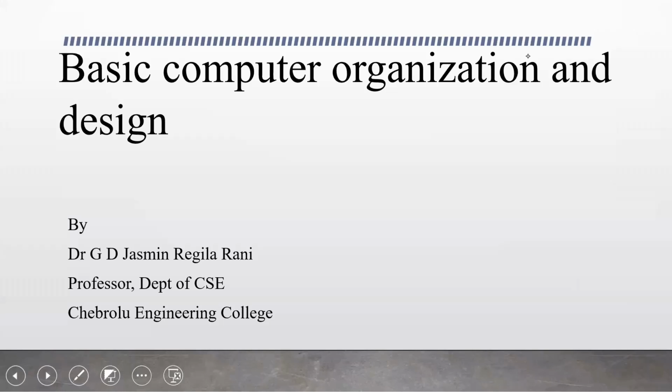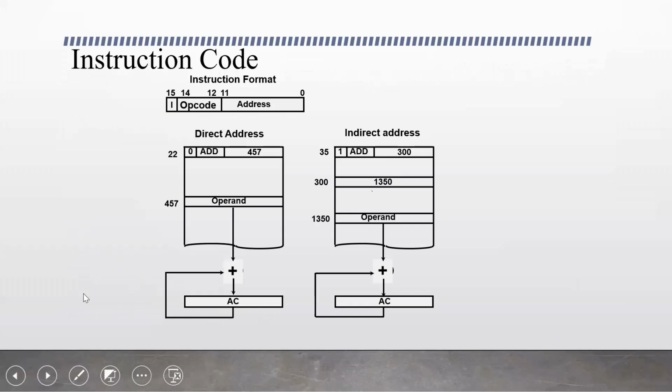So here we will revise the topics we have learned in the last few classes. Instruction code, we learned, is a set of bits, a group of bits that instruct the computer to perform a certain operation. The operation may include a sequence of micro operations. The main part of the instruction code is the operation code, because this tells the computer what operation is to be performed.